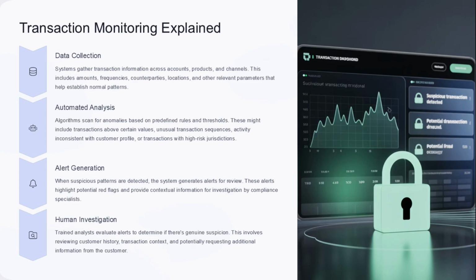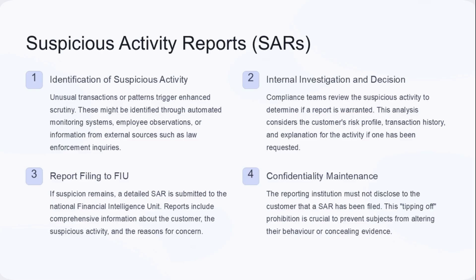This process helps establish normal patterns and identify high-risk transactions. Suspicious activity reports, SARs, are filed when unusual transactions or patterns trigger enhanced scrutiny. Compliance teams review the activity to determine if a report is warranted, considering the customer's risk profile and transaction history. If suspicion remains, a detailed SAR is submitted to the National Financial Intelligence Unit, maintaining confidentiality throughout the process.